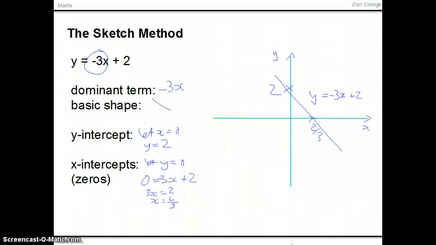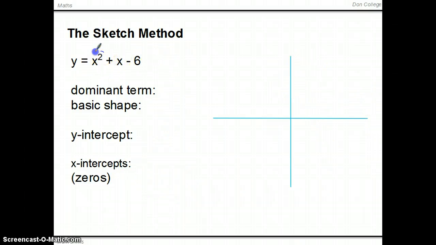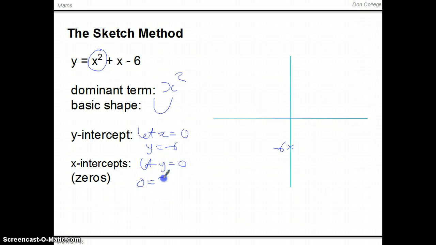The next one we're going to look at is a quadratic. This one has a dominant term of x squared, meaning it's a positive quadratic which has that shape. The y-intercept, we're going to let x equals 0. That means y equals negative 6. It's going to go through there. For the x-intercept, we're going to let y equals 0, and that's going to give us 0 equals x squared plus x minus 6, which we're going to solve.